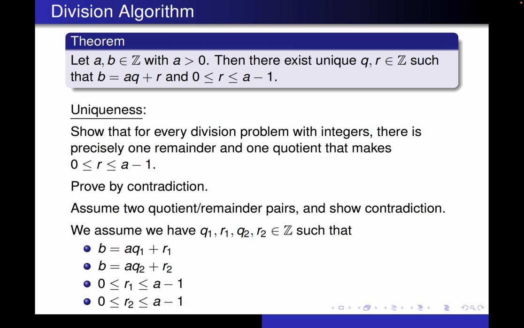And I do want to point out that the two quotient remainder pairs being different doesn't mean that both the quotient and the remainder have to be different. It means that at least one of them has to be different. Either the quotients have to be different, or the remainders have to be different, or both.